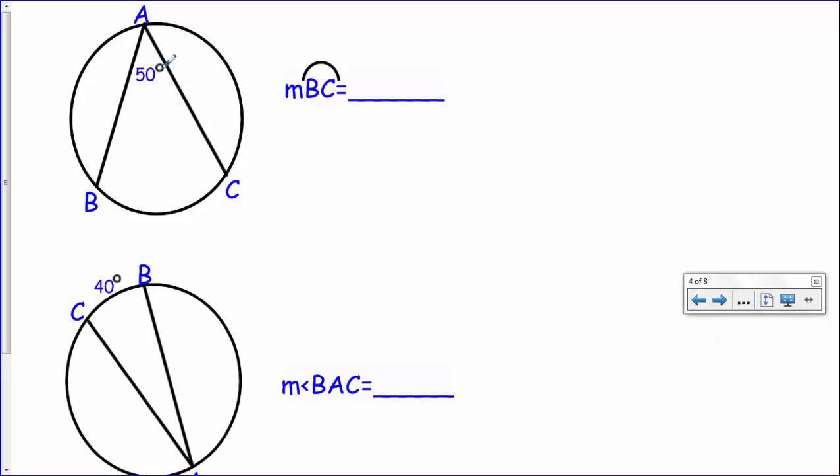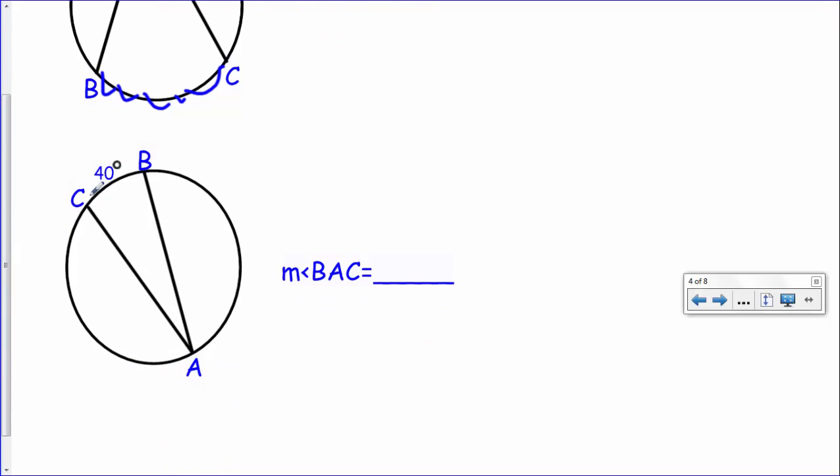Here's an example. If the measure of the inscribed angle is 50 degrees, to get the measure of the arc, the piece right here, we're going to do twice 50, which will make it 100 degrees. If we have the arc given as 40 degrees, the measure of the angle, angle BAC, is going to be half the measure of the arc. 20 degrees is half of 40.